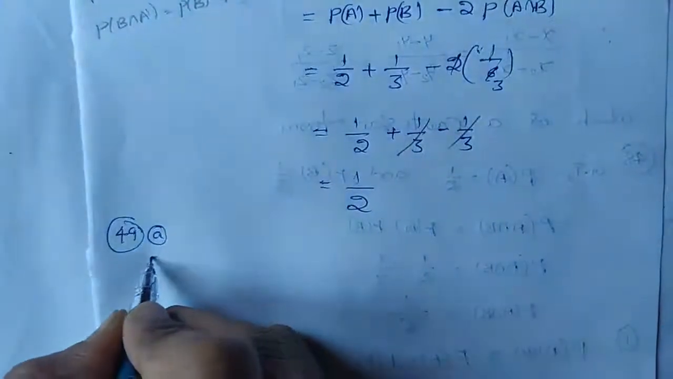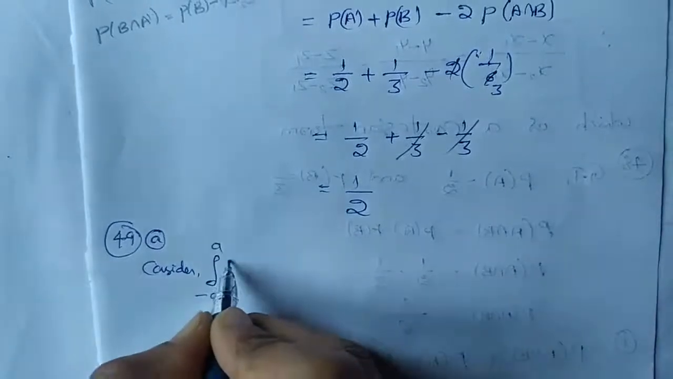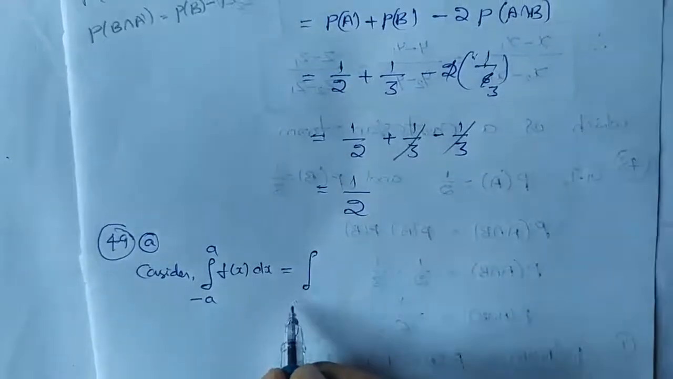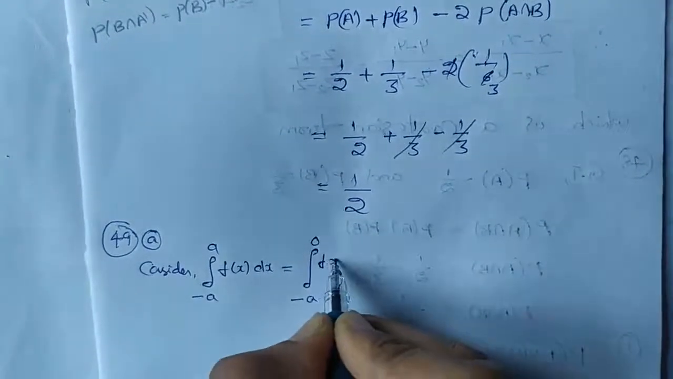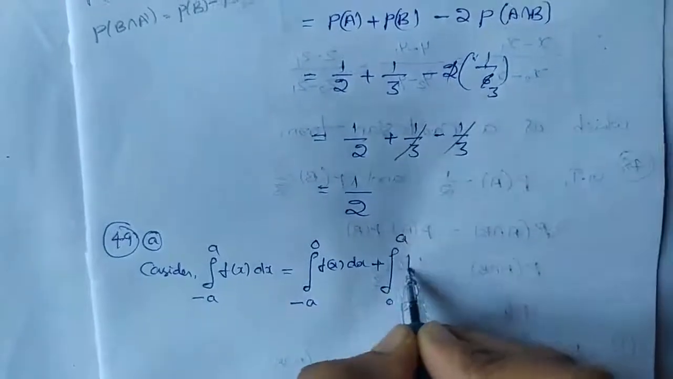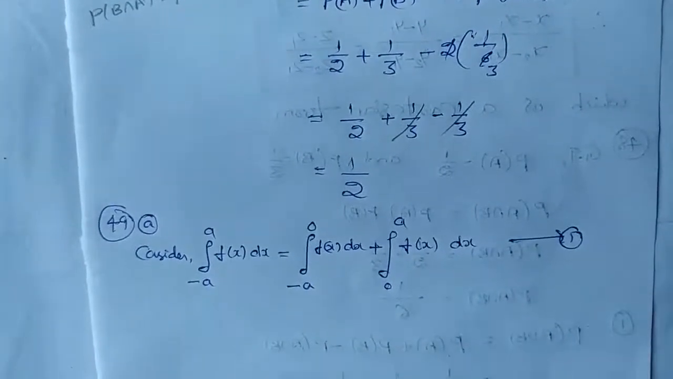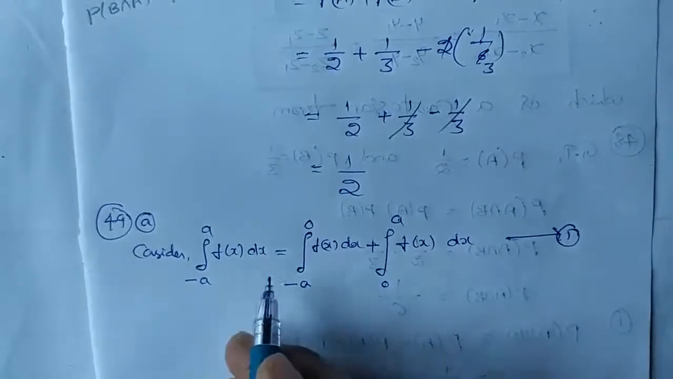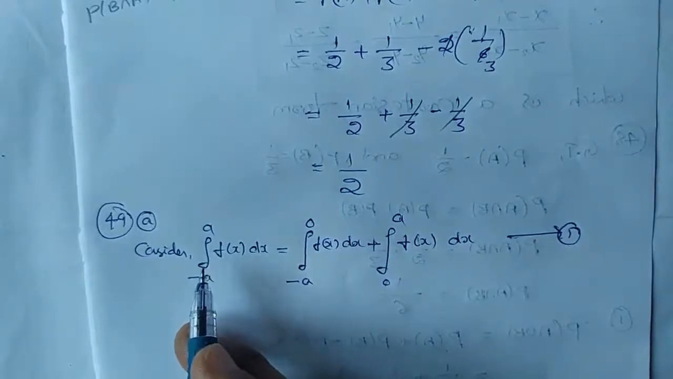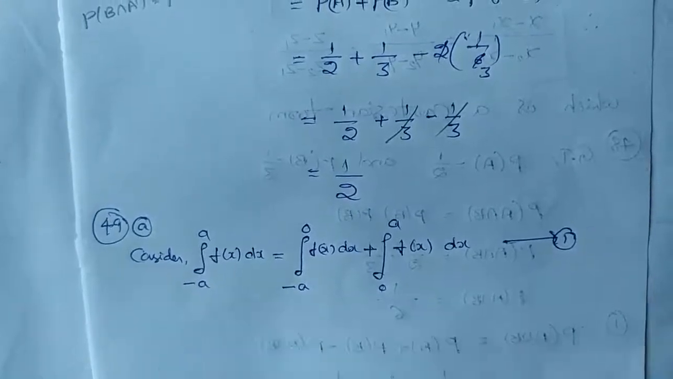First thing we have to consider is the integration from minus a to a of f of x dx. By using the properties, this can be written as the integration from minus a to 0 of f of x dx plus the integration from 0 to a of f of x dx. Call this equation number 1. Here we have just applied the property: the integration from a to b of f of x dx equals the integration from a to c of f of x dx plus the integration from c to b of f of x dx.